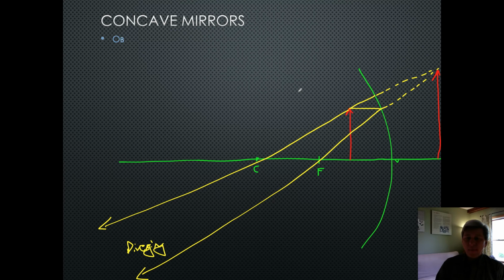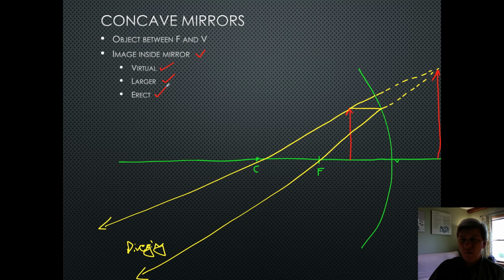All right, so now when the object is between the focal point and the vertex, the image is going to actually be located inside the mirror. It's going to be a virtual image because it's not on the same side of the mirror as the object is. Notice that it is larger than the object itself, and rather than being upside down, it's right side up or erect in this case. All right, and so that's what happens when you get too close to a concave mirror.